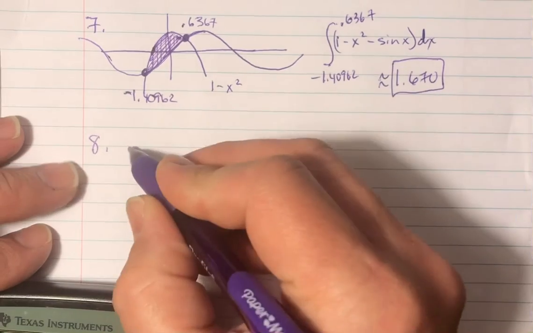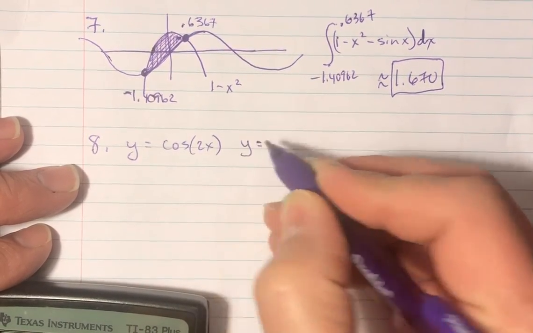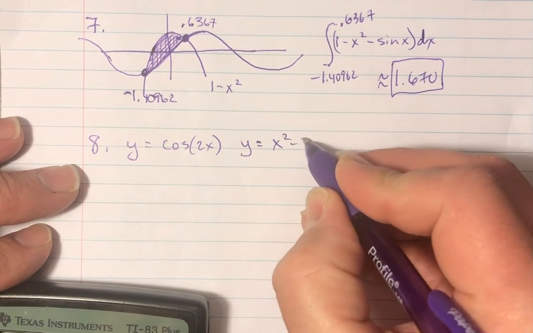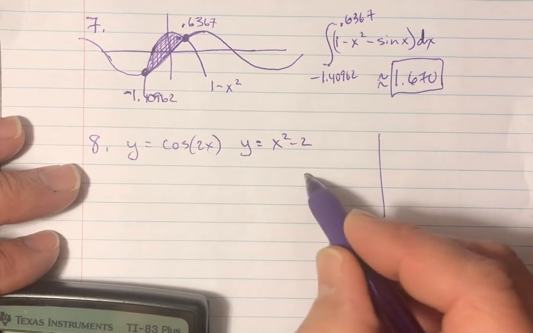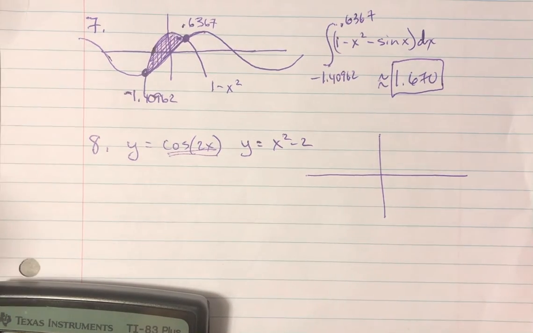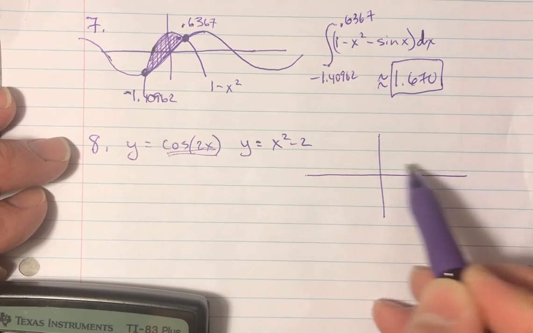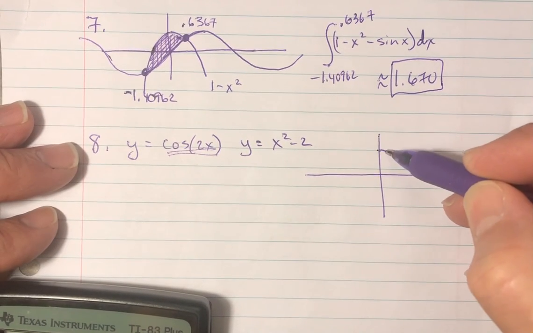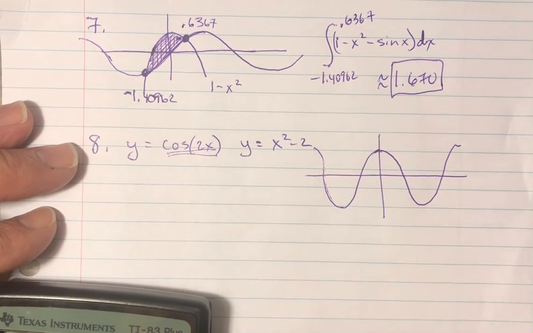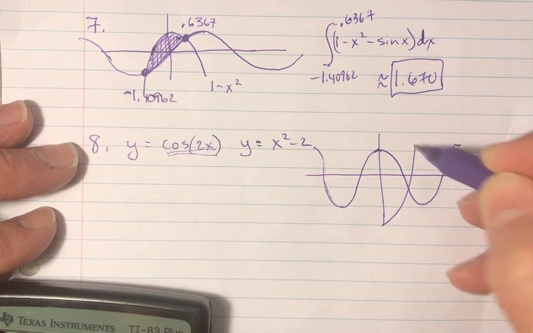Now in number 8, we have one function which is cosine of 2x, and our other function which is x squared minus 2. Now when I graph this, it's a cosine wave that has been shrunk. It's been actually compressed horizontally here. So cosine of 2x is going to look something like this. Okay, and then x squared minus 2 is going to look something like this.